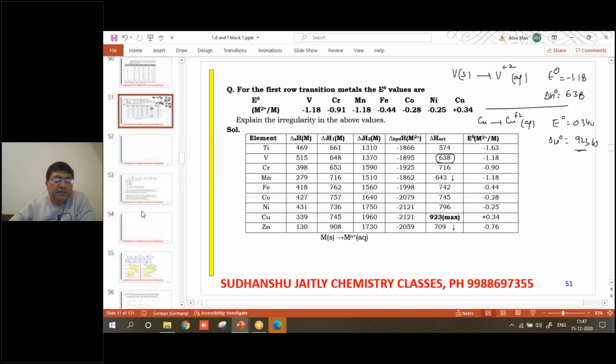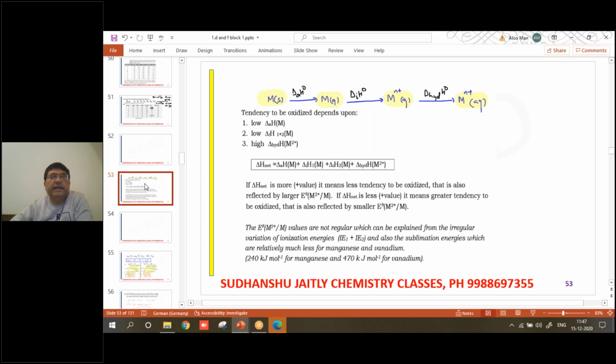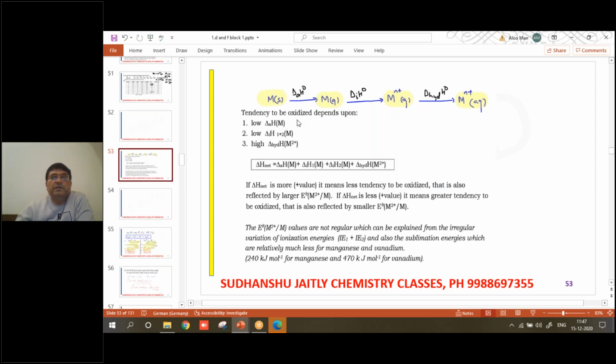Right? So that is what I'm summarizing. Tendency to be oxidized depends upon atomization, ionization energy. It can be 1 plus, 2 plus, 3 plus, 4 plus. You just take ionization and hydration. If delta H net is more, it means less tendency to be oxidized. It is reflected by larger value. If delta H is less, it means greater tendency to be oxidized. It is going to be reflected by smaller value.